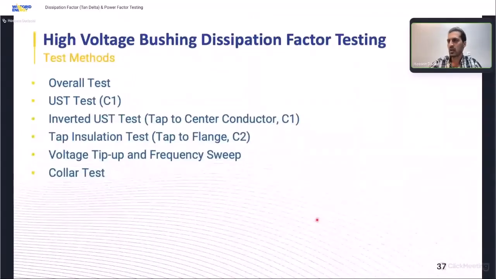We have different test methods for high voltage bushings. Normally, we just measure C1 in UST mode, but there are other test methods which help us to find out the problem. They are diagnostic test methods, so normally we don't need them. Normally, we just do UST test mode for C1. Let's see what these test methods are.